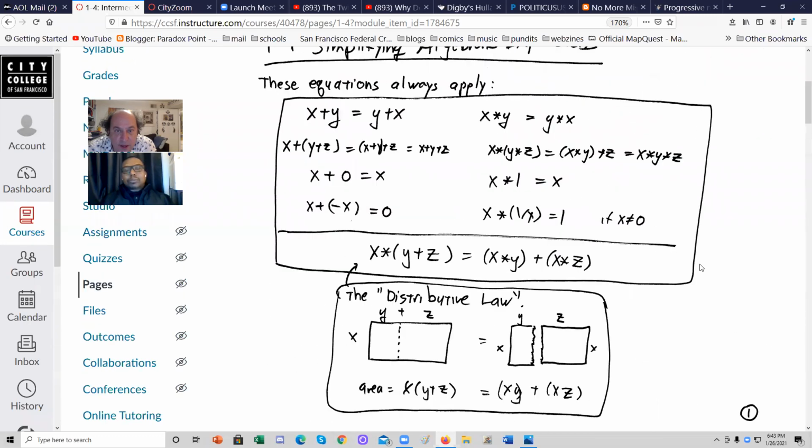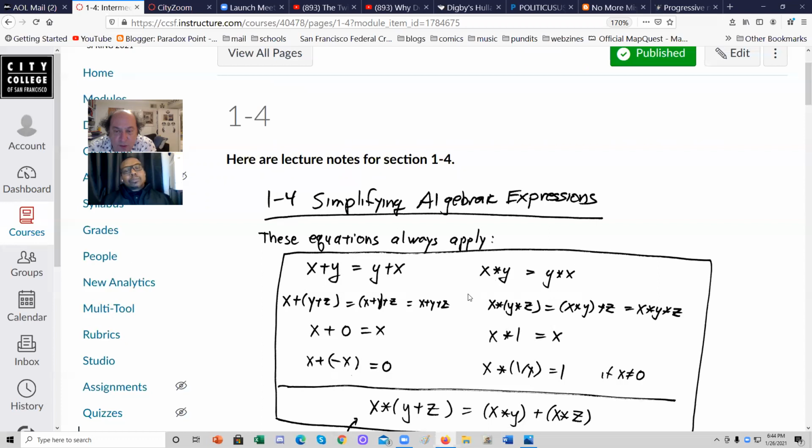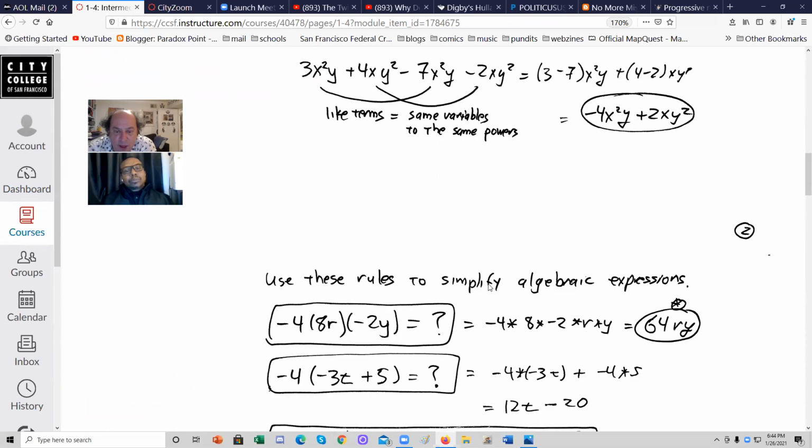The idea of these general rules is we can use them to simplify expressions. So for example, negative 4 times 8r times negative 2y. Rewrite that simpler. Well, because of associativity, we can forget all the parentheses. So we get negative 4 times 8 times negative 2 times r times y. So we drop all the parentheses and shuffle the constants and variables around. Negative 4 times 8 times negative 2 is 64, so you get 64ry.